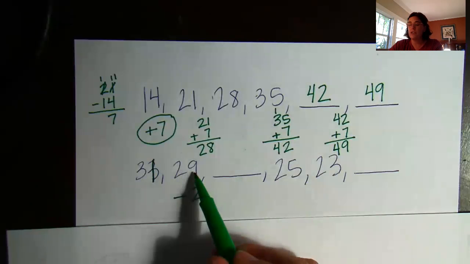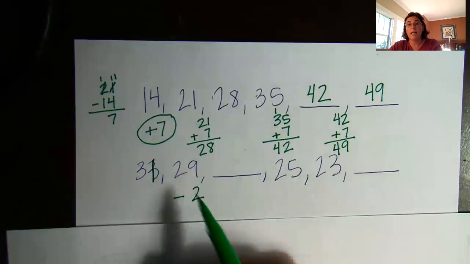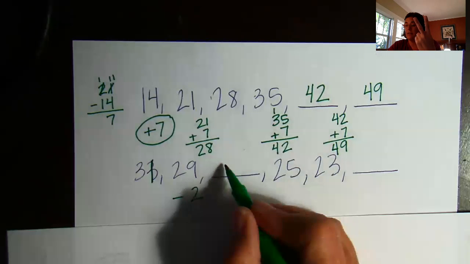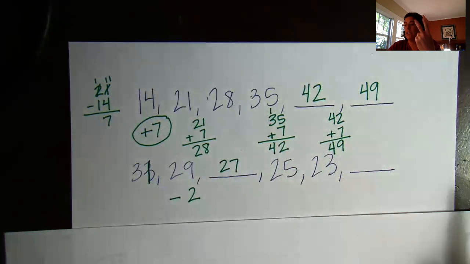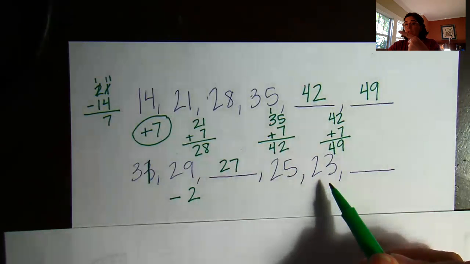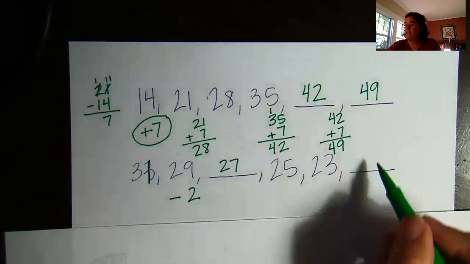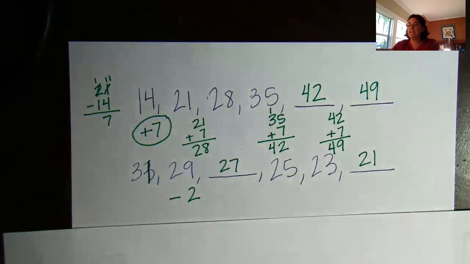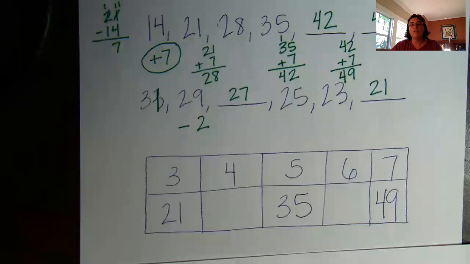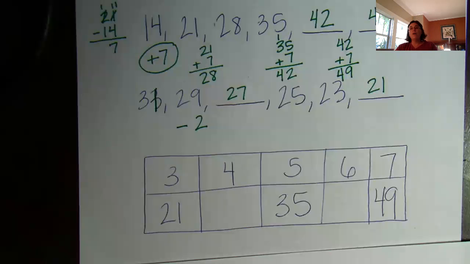So I'm going to subtract 2 by counting backwards from 29. 29, 28, 27. Very good. And one more time with 23, 23, 22, 21. Very good. All right, kids, let's do one that requires us to either multiply or divide. But remember, we don't know until we double check our work.